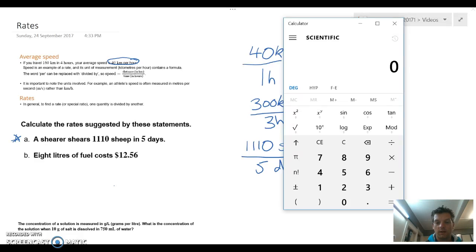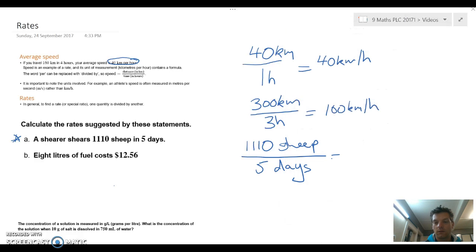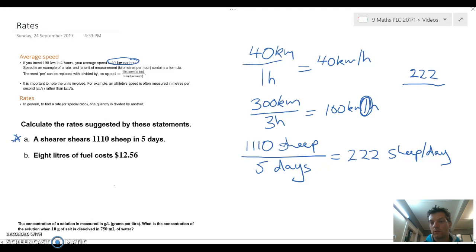So all we need to do there is punch that into the calculator, and we get 222 sheep per day. So we've used this a couple of times, but just a reminder that this little line here means per, and if we think about that, that's also like our division sign, in that it's 222 sheep per 1 day. Okay, so you can view it that way as well.